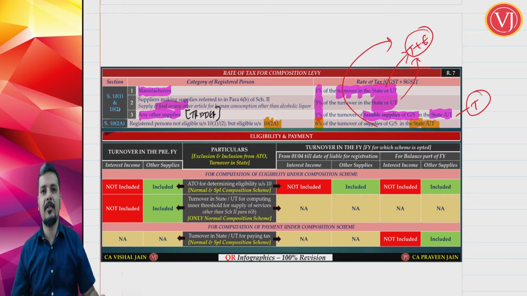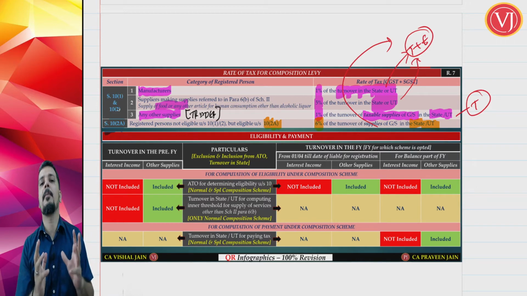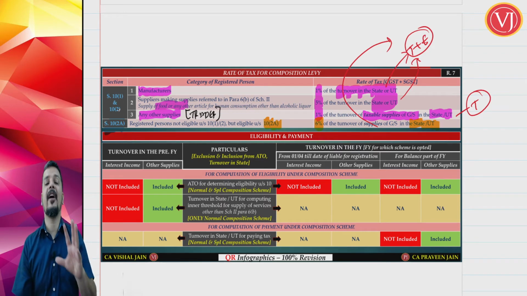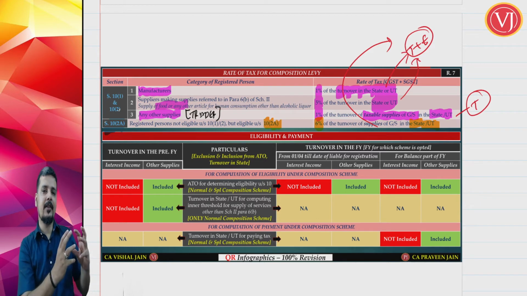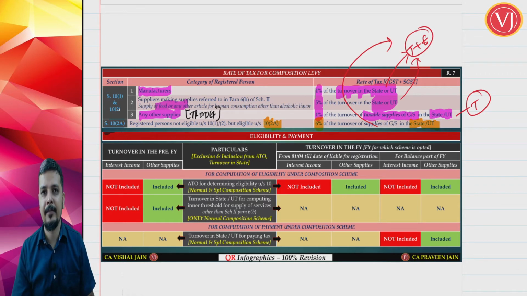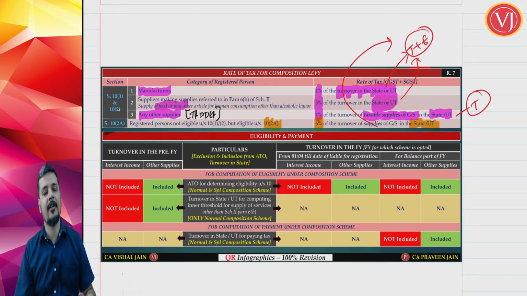So normal composition scheme, manufacturer 1% of state turnover, both taxable and exempt portion. Trader 1% of state turnover, only taxable portion. Restaurant 5% of state turnover, both taxable and exempt portion. And other services will not have a separate rate. It will depend on whether you are a manufacturer, trader or restaurant. And when we talk about the special composition scheme, it is very straightforward: 6% of state turnover, both taxable as well as exempt portion.